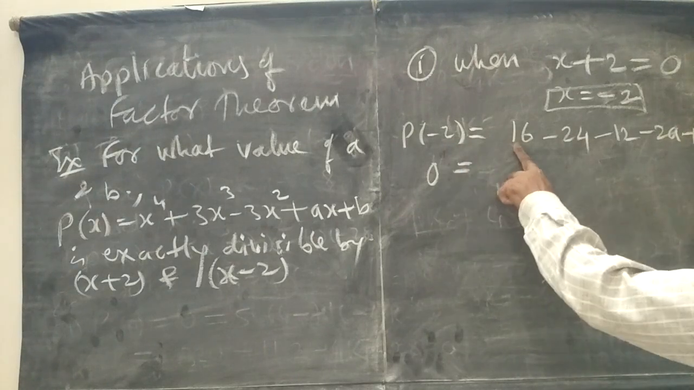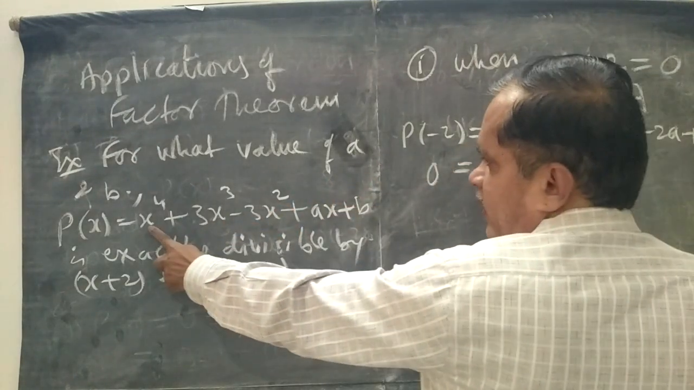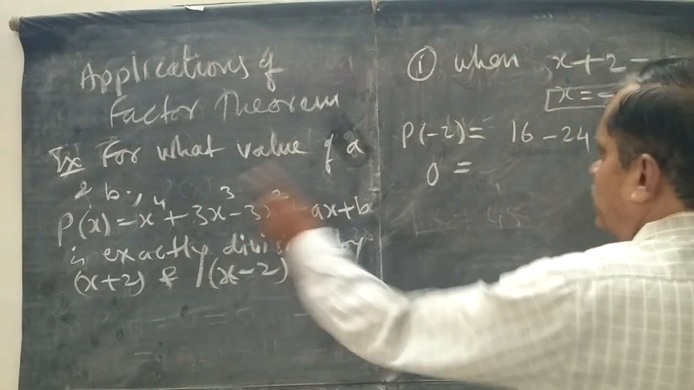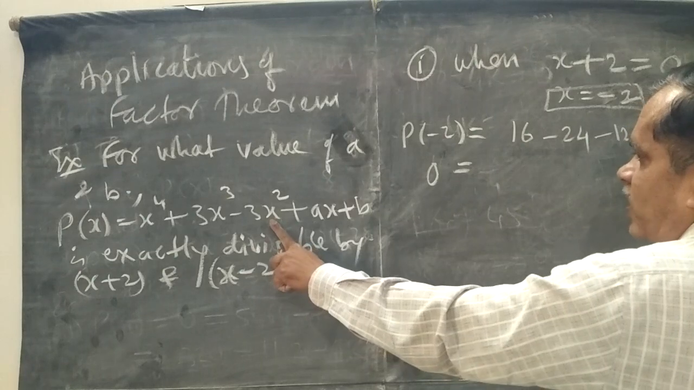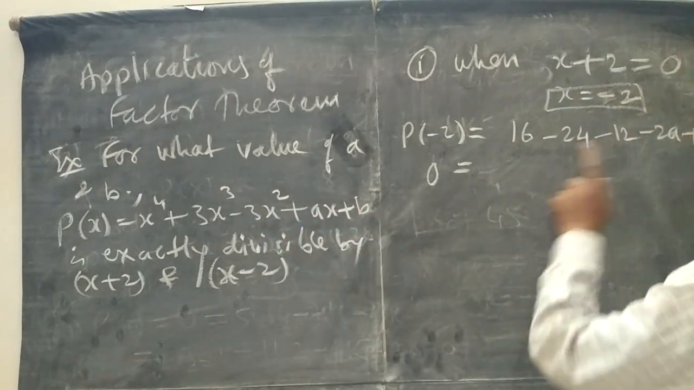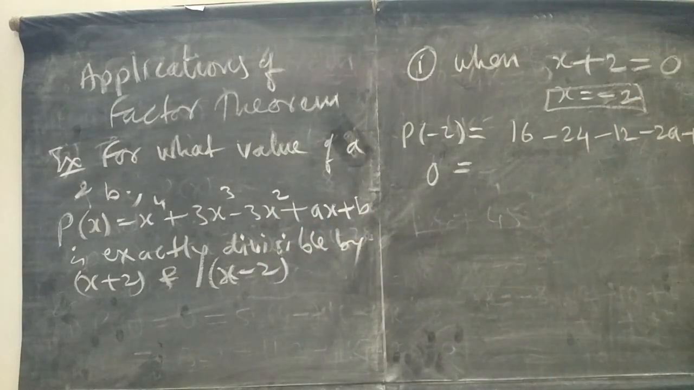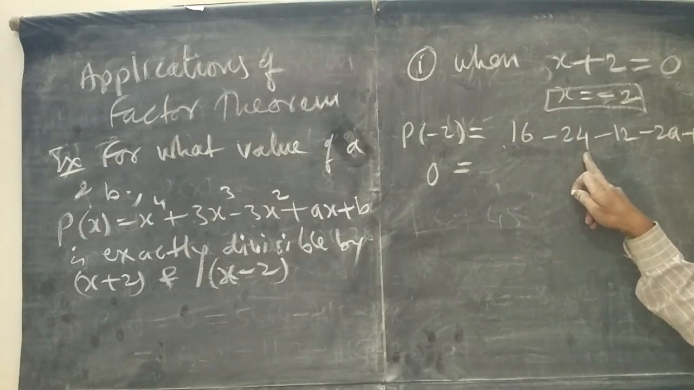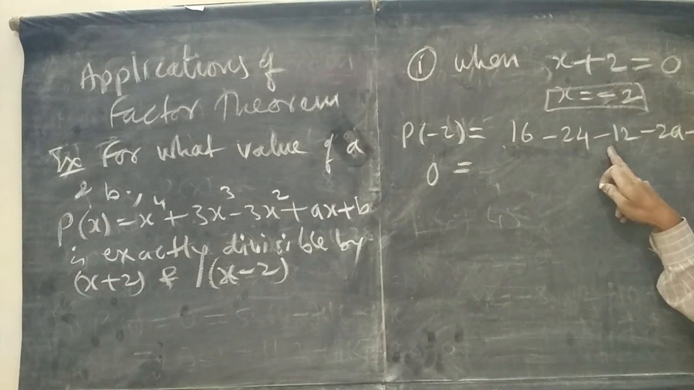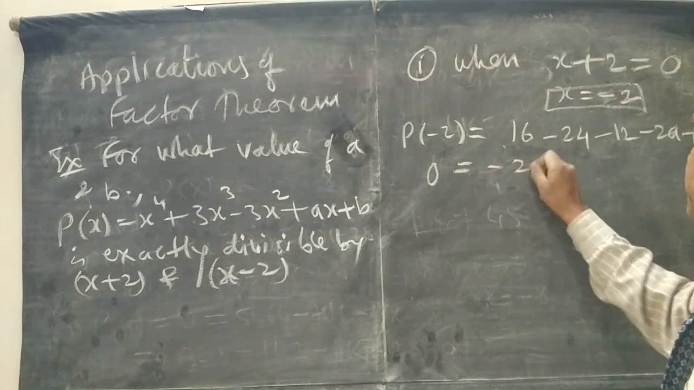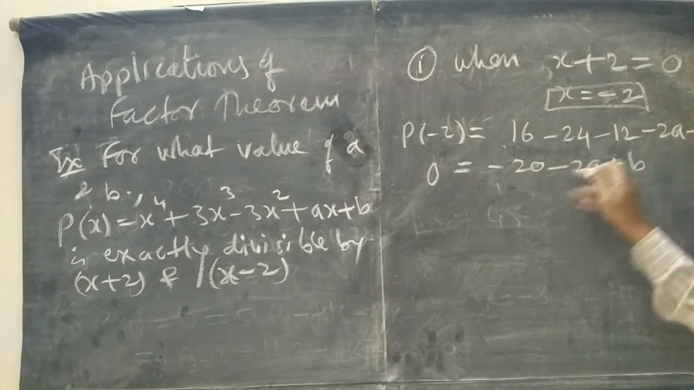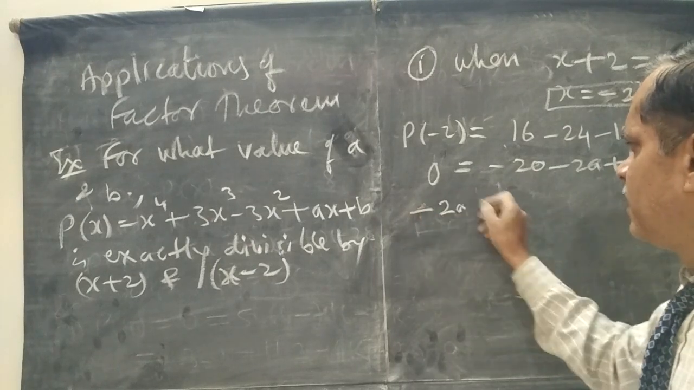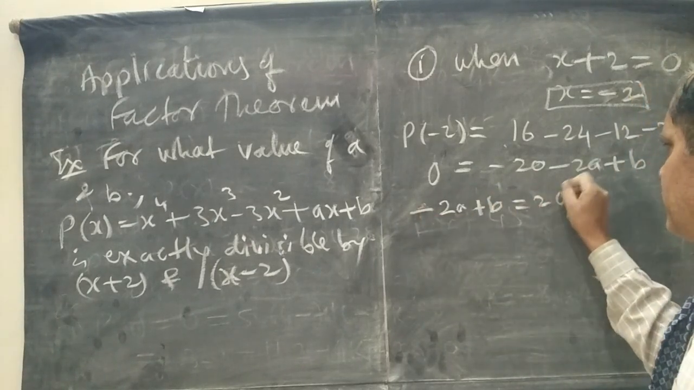After putting, check yourself. Minus 2 raised to 4 is 16, plus 16. Minus 2 cube is minus 8, 8 times 3 is 24, minus 24. Minus 2 square is 4, 4 times 3 is 12, minus 12. Minus 2a plus b. Be careful, children, this is very important. 16 minus 24 minus 12 is minus 20, minus 2a plus b. So bring the minus 20 to this side: minus 2a plus b equals 20. Equation 1.